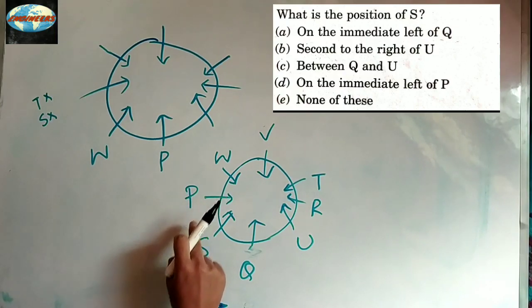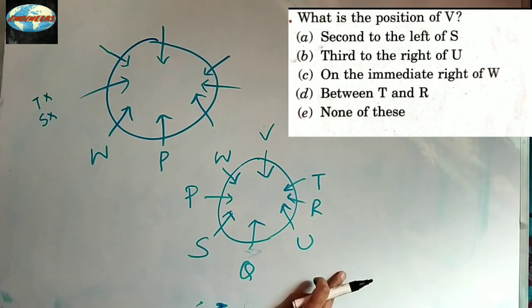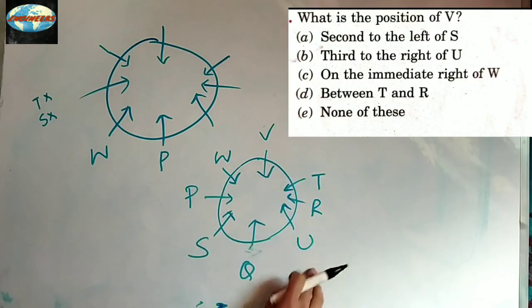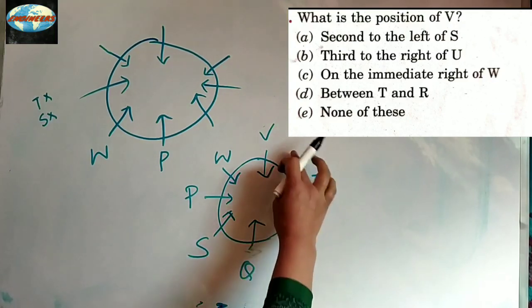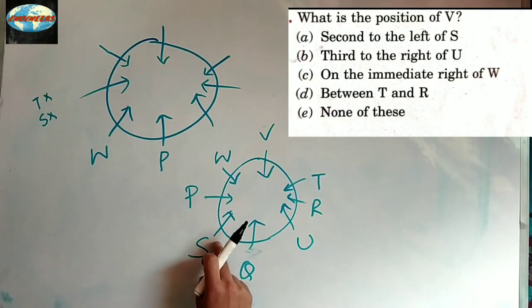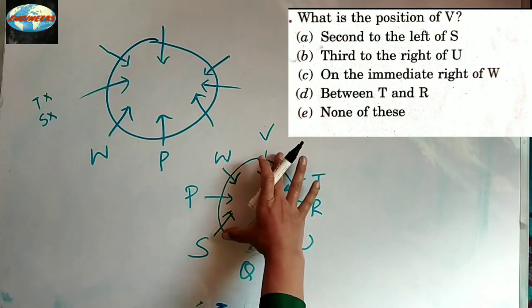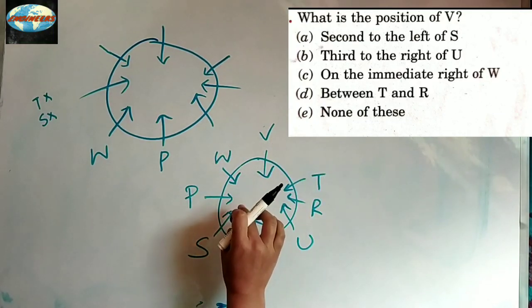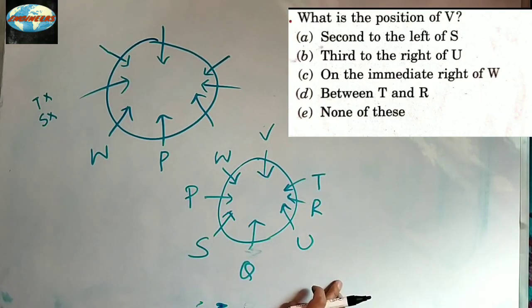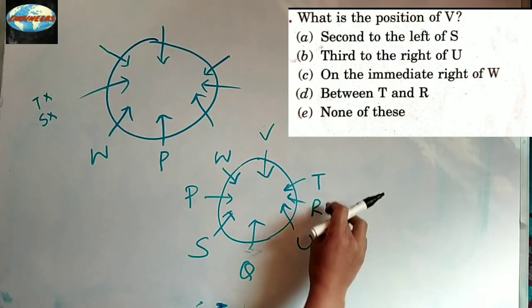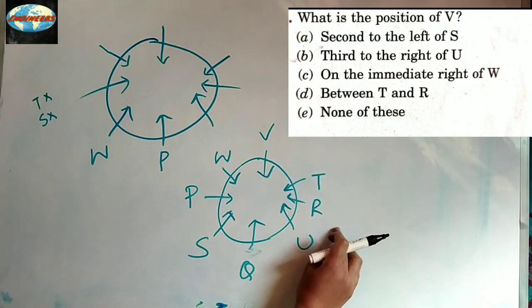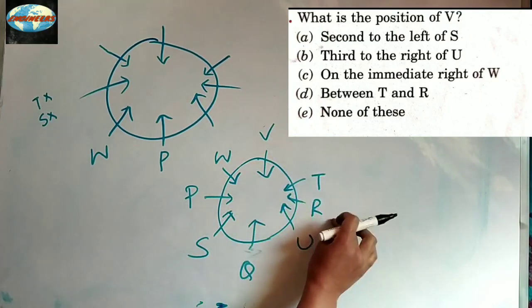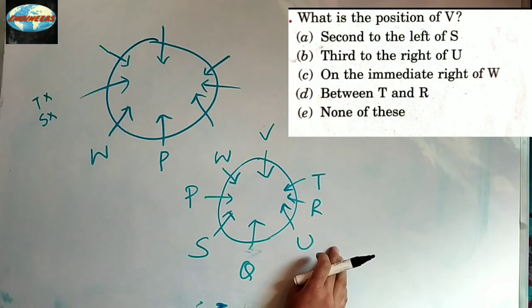Okay. Now another question. What is the position of V? Let's see the options. Second to the left of S. No. V is basically with respect to S, it is first, second, third to the left of S. So the first option is wrong. The second option we have is third to the right of U. First, second, third. Yeah, this is the right option. V is third to the right of U. Mark this as the right option.